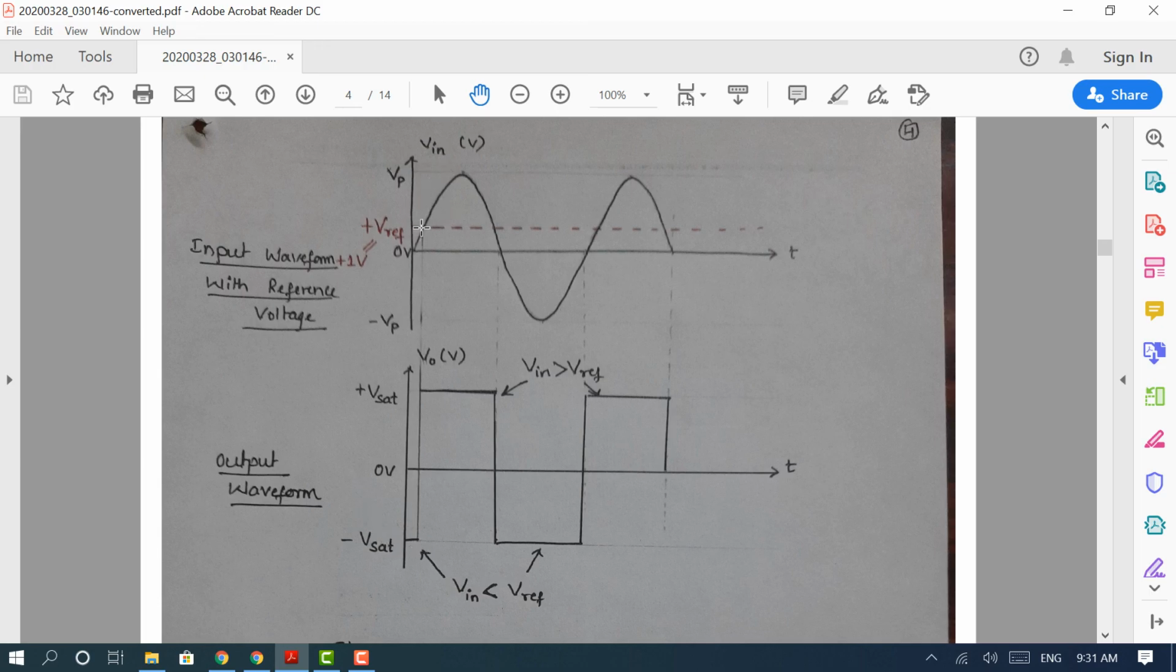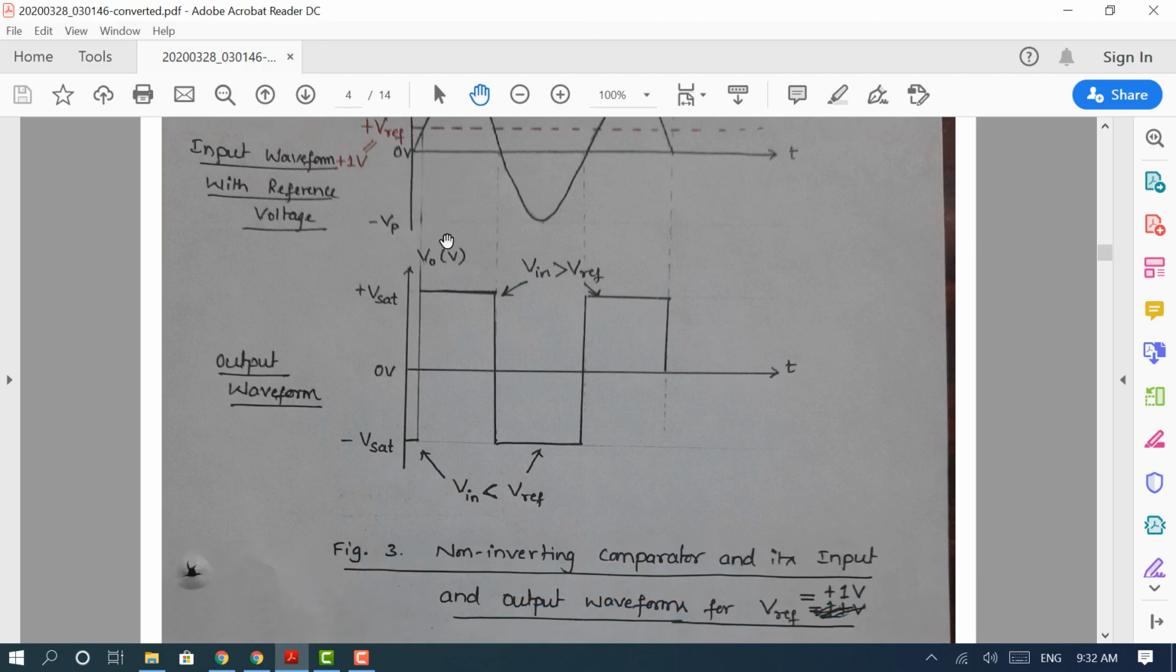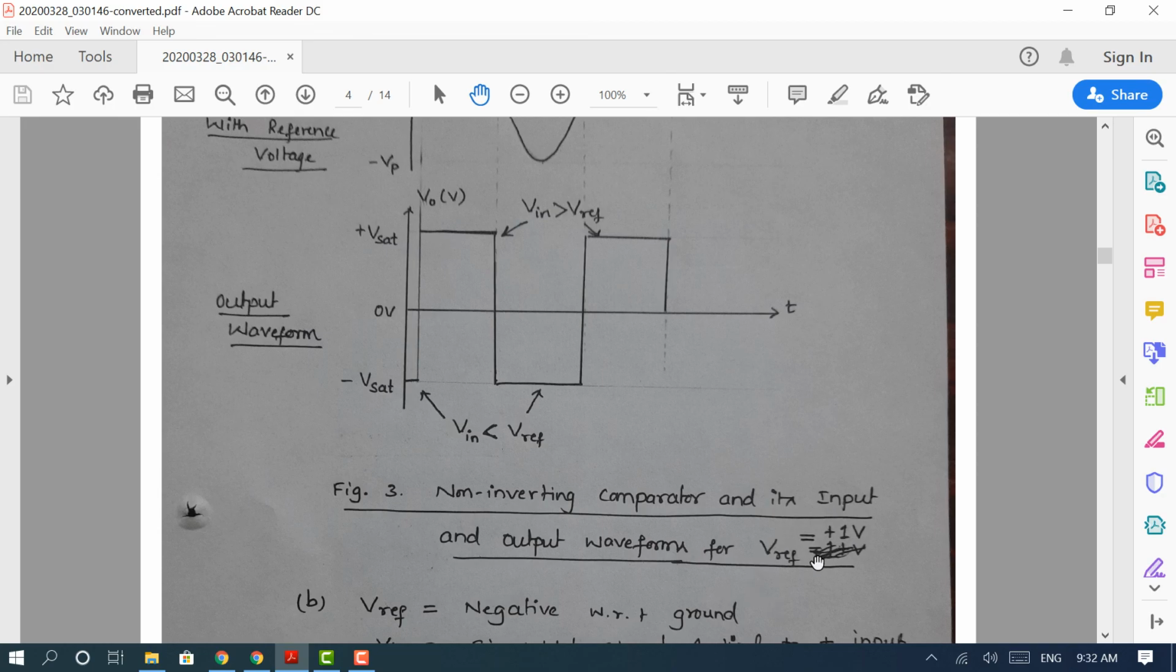When the input crosses the reference voltage, the output stays at positive saturation, plus Vsat. And again, when the input falls below this V reference, for the complete negative half cycle, the output stays at minus Vsat. And once again, when the input goes above this reference voltage, the output of a non-inverting comparator switches to positive saturation. So this explains the input-output waveform of the basic non-inverting comparator, where we have assumed a reference voltage of plus 1 volt.